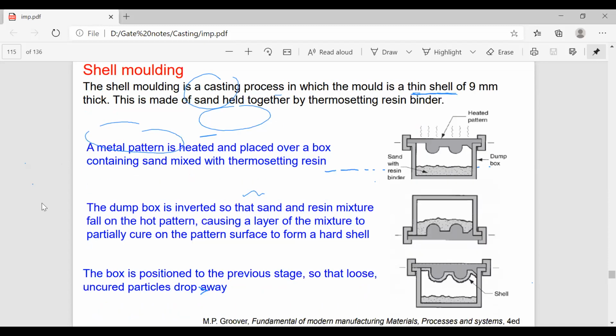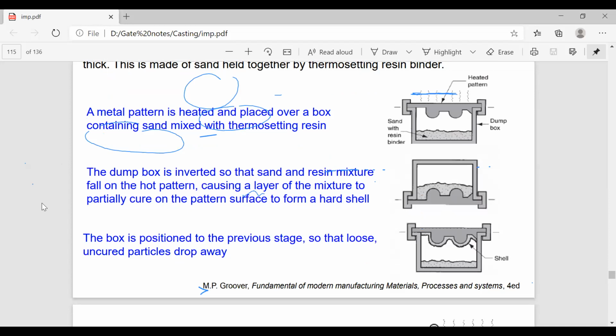A metal pattern, as you can see here, this is the heated metal pattern. And here there is sand which has a binder in it. Now this pattern is placed upside down. In this figure you can see that the pattern is upside down. So all this resin material will fall onto the heated pattern. Now once again, if we bring the heated metal to the same stage as the first part, what will happen?